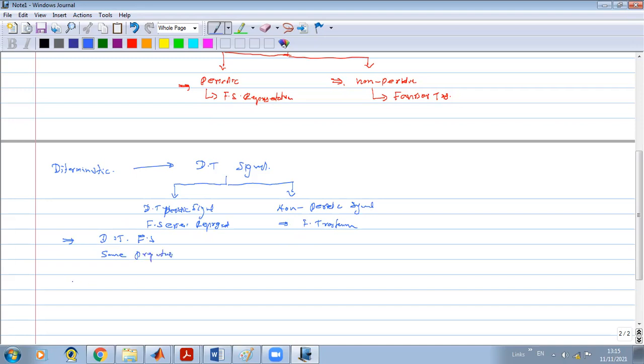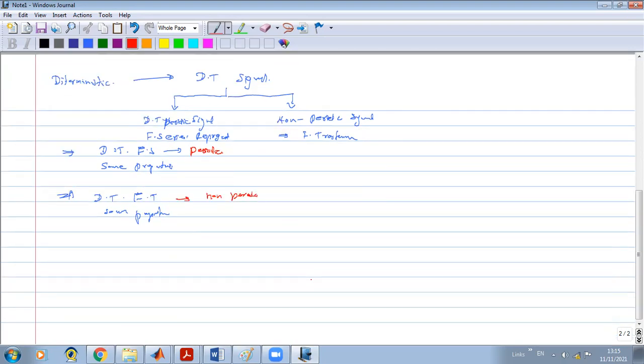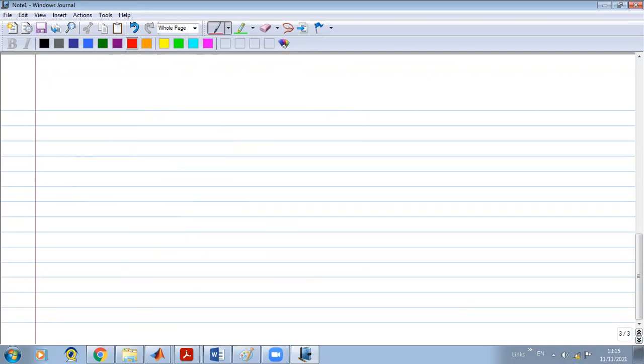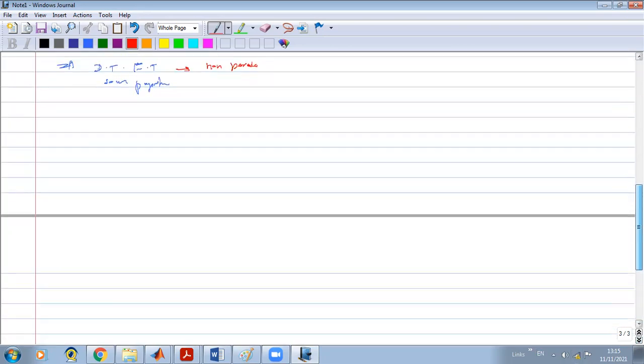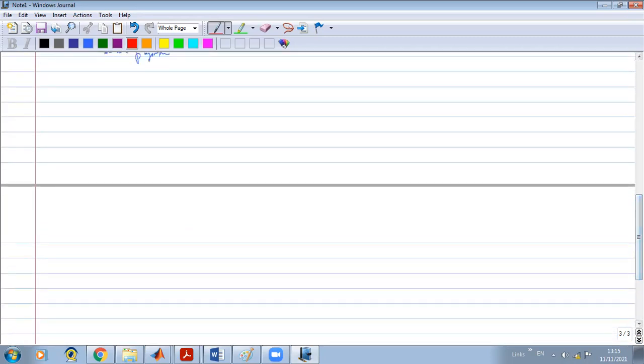Okay, and also we hope to discuss discrete time Fourier transform and also some properties. You already know that Fourier series is for periodic signals, and Fourier transform is for non-periodic signals. So in the continuous case, same as in the continuous case, we will start with Fourier series for periodic signals.